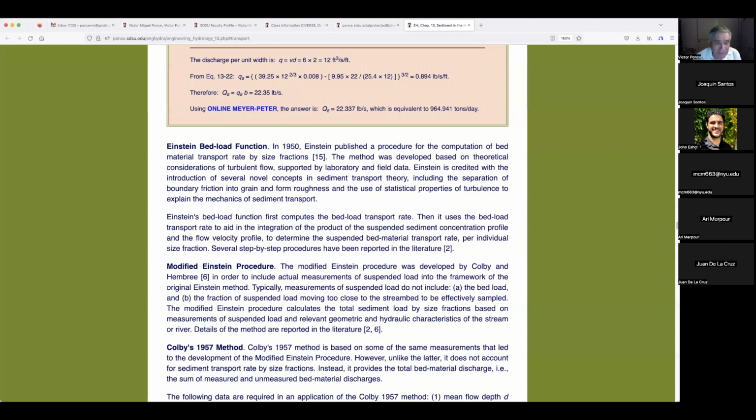I'll get there eventually. Okay, so Einstein's bed load function first computes the bed load transport. Then it uses the bed load transport to aid in the integration of the product of the suspended sediment concentration profile and the flow velocity profile.